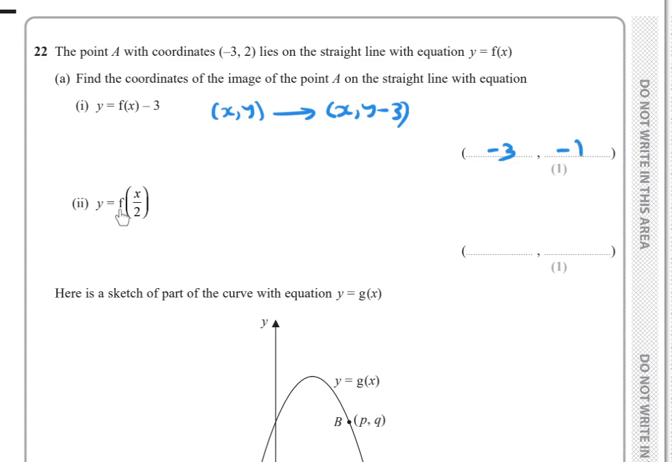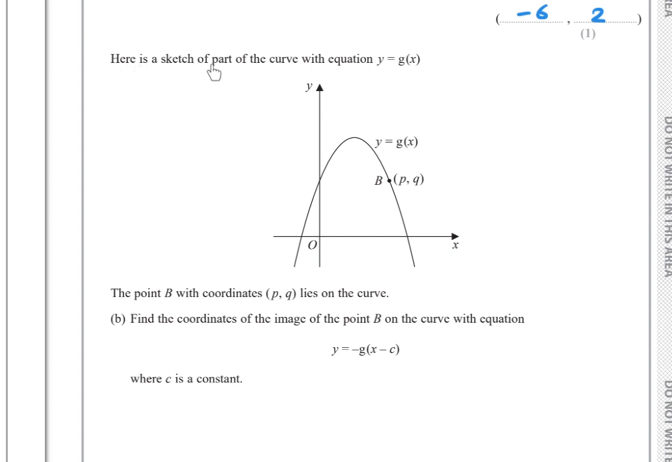Part (ii), y = f(x/2). When you divide x by 2, this is a stretch by scale factor 2. So the point (x, y) will be (2x, y). So multiply x by 2, so -3 times 2 is -6, and y will be the same, so still 2.